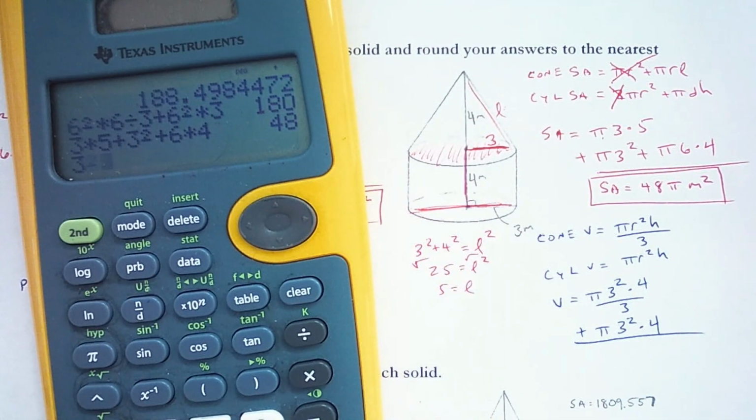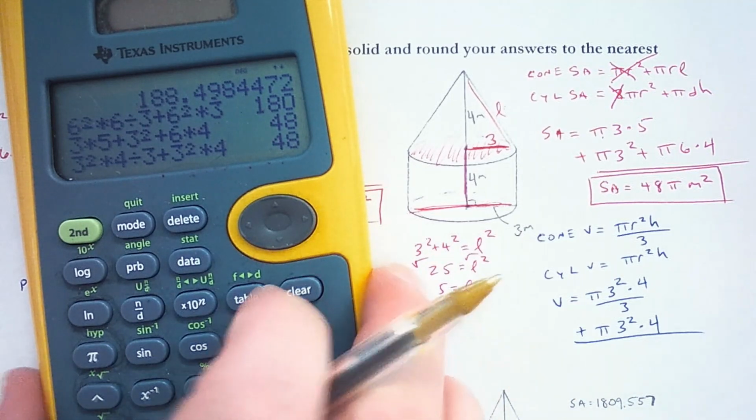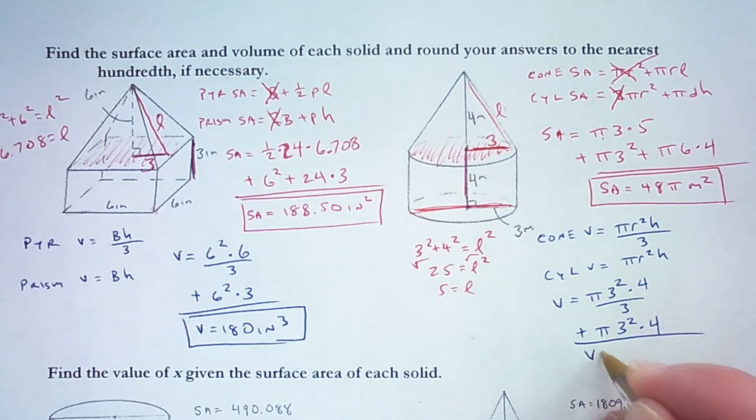So we have 3 squared times 4 divided by 3 for the cone, plus 3 squared times 4 for the cylinder, and we get 48 again. So the volume is 48 pi meters cubed.